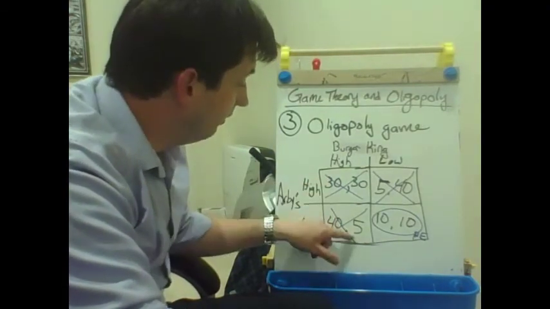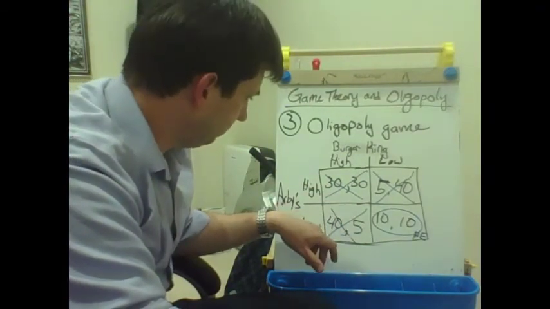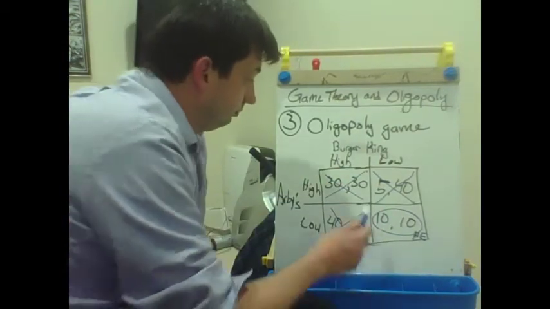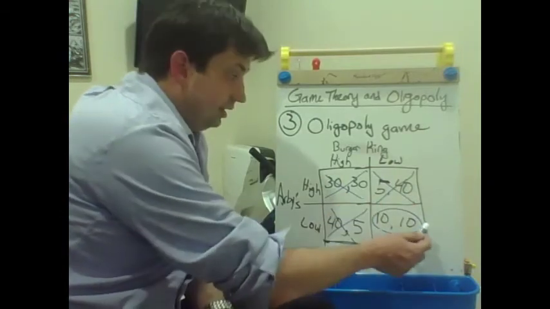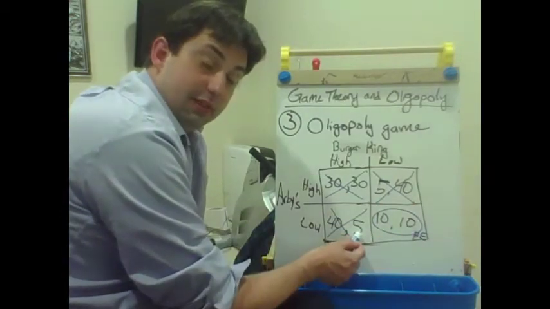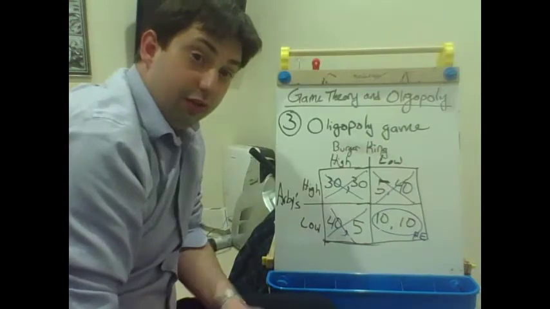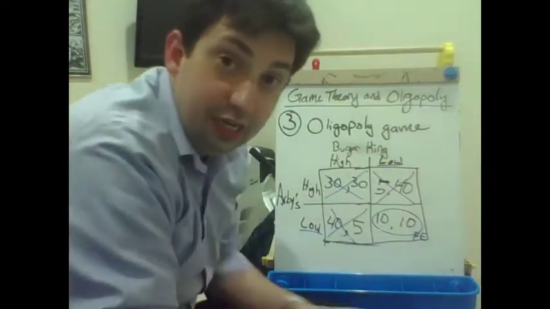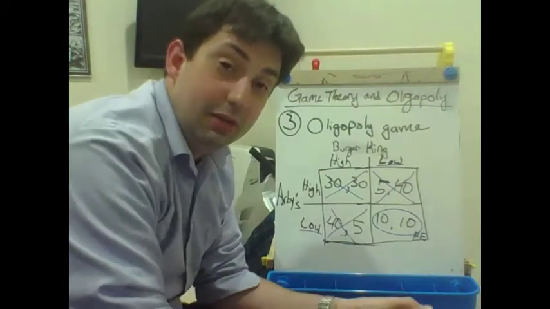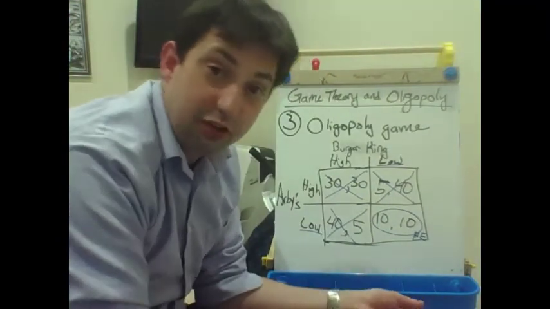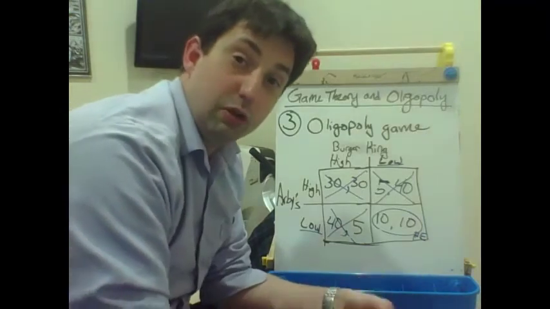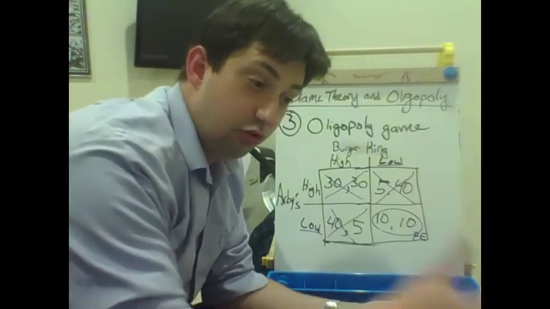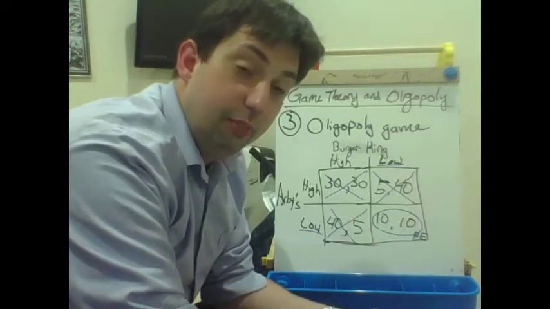40 is greater than 30. 10 is greater than 5. Low is the dominant strategy, just like defect was. And the low in this oligopoly game is the defect strategy. We agreed on a high price. We agreed to conspire on a high price. Charging low, producing a whole bunch, and charging a little bit is a betrayal of that.